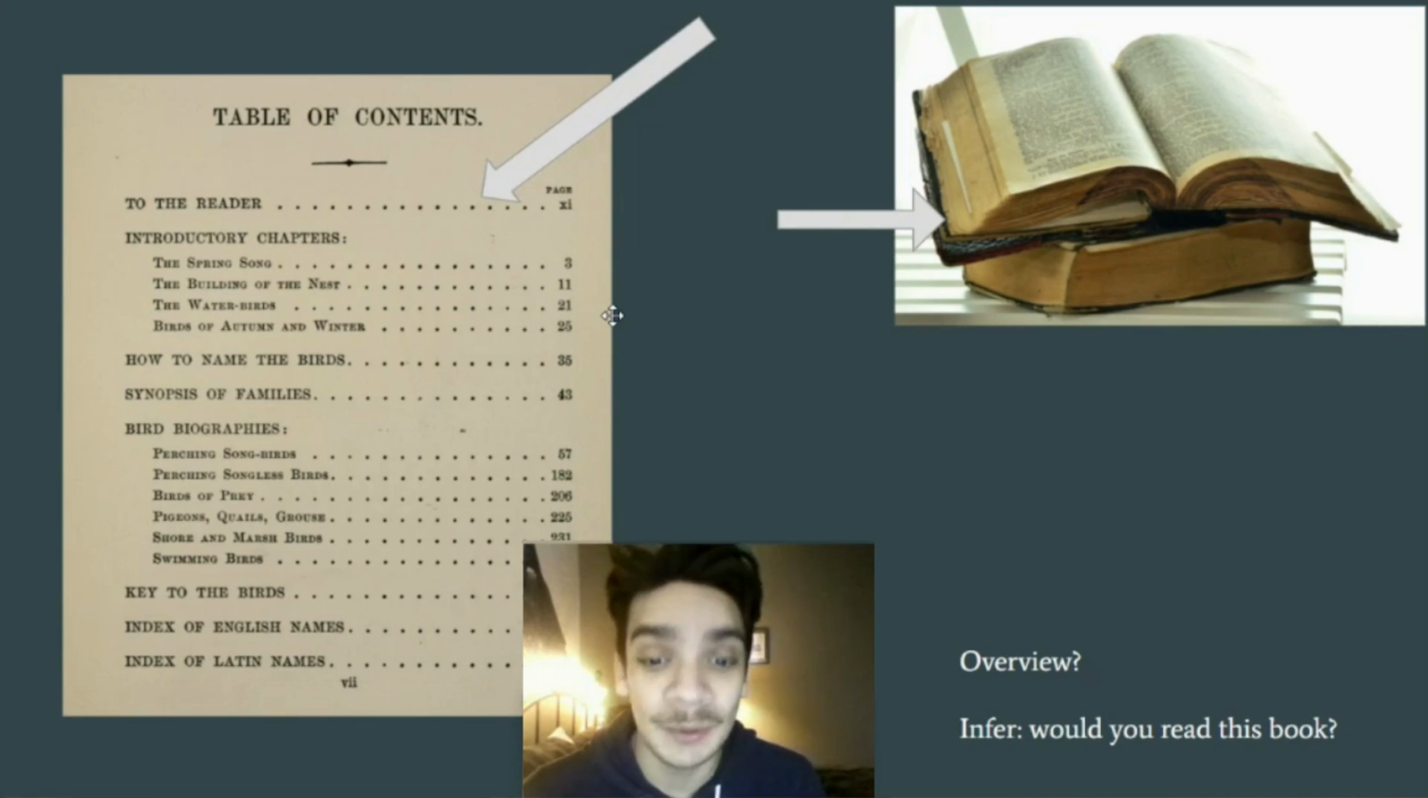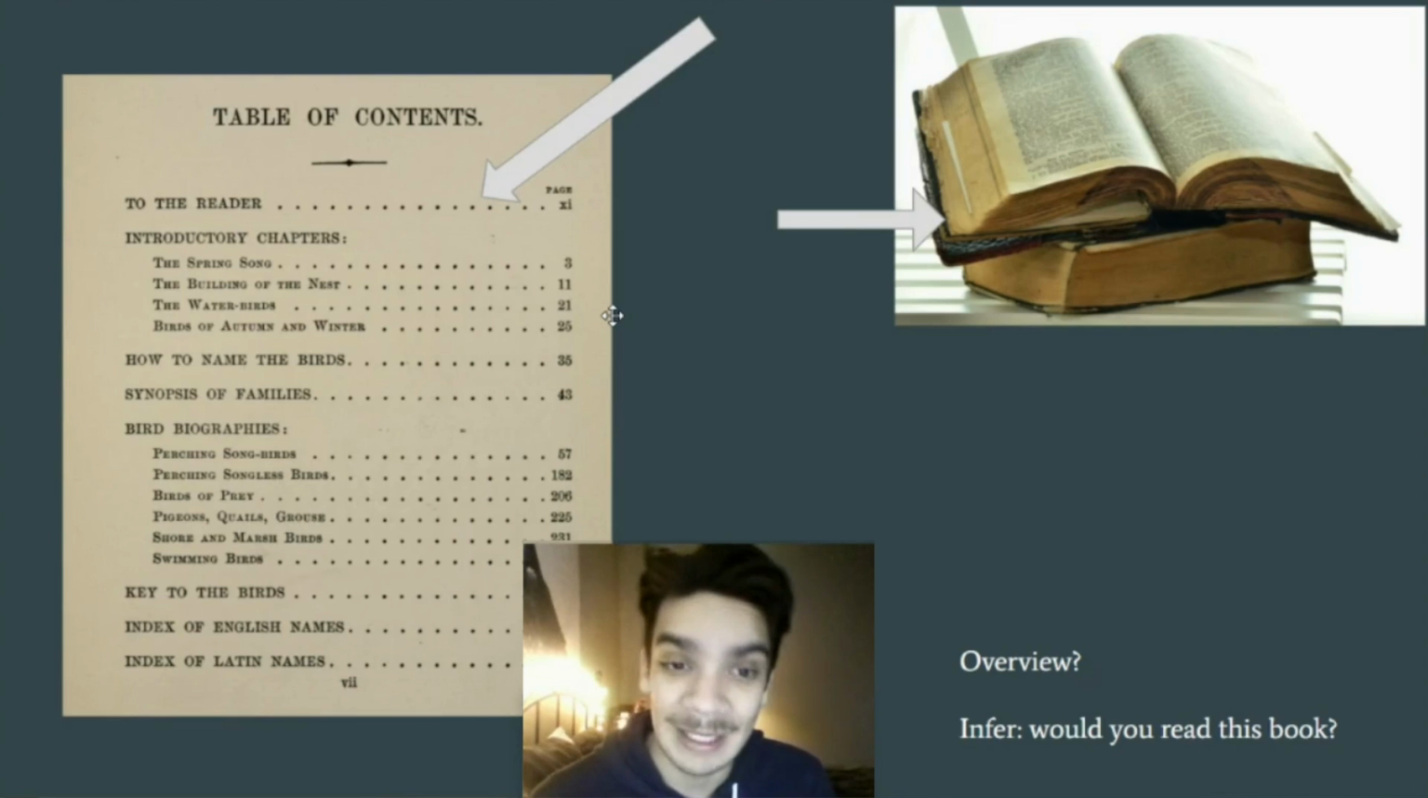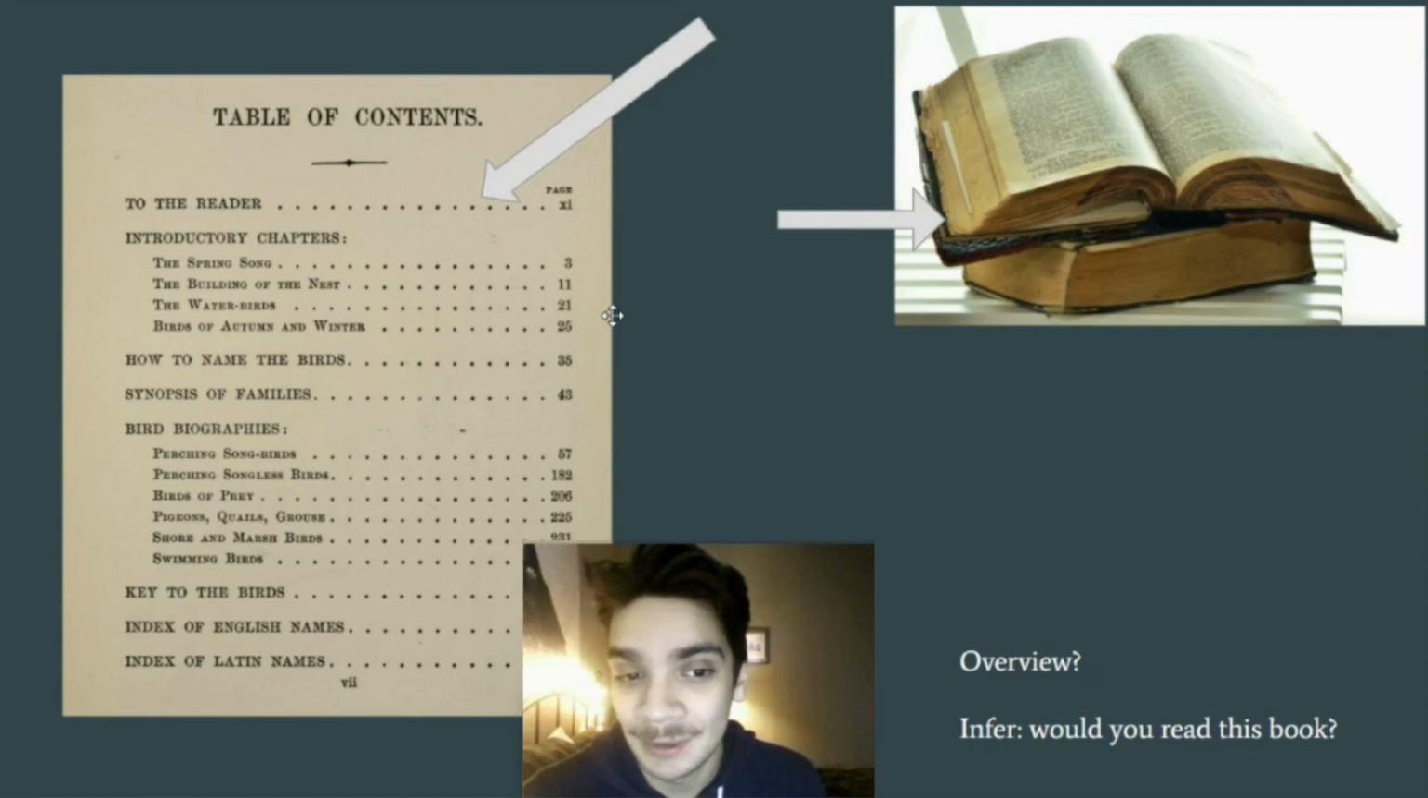So I would totally read this book, but maybe you're not a big fan of birds. Maybe you would rather read about sports or cars. Maybe you would rather read a fiction story of romance or of friendship.